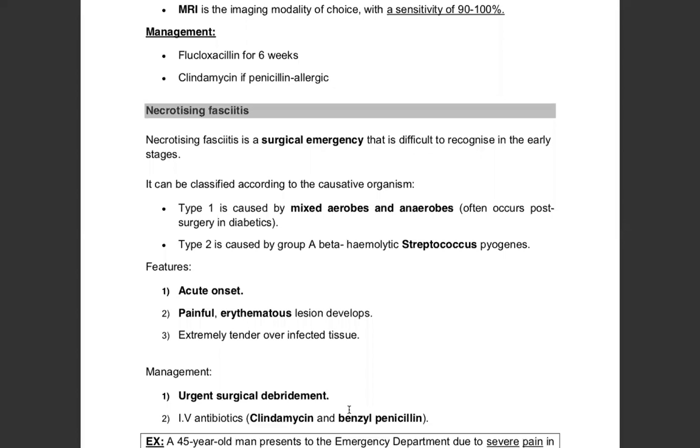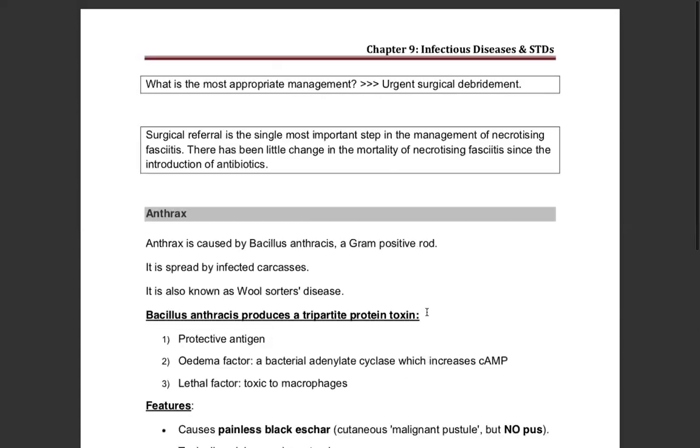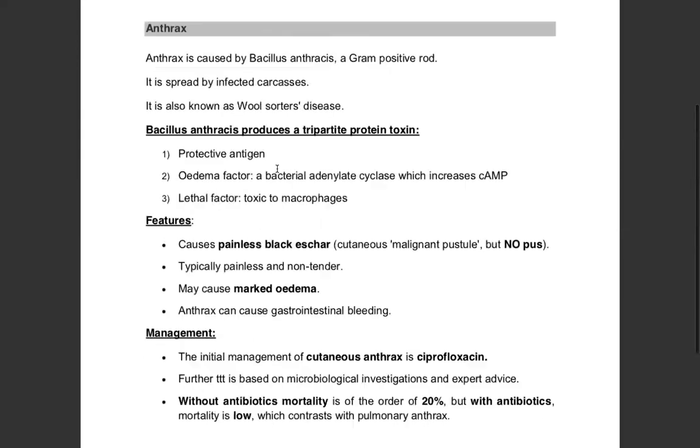Because we say it's Streptococcus pyogenes, it's easy to remember it's benpen. If not, then add clindamycin. Just like for staph, we remember it's flucloxacillin, so for Streptococcus, we know it's benpen, benzylpenicillin. So here, what is the most appropriate treatment? First one is surgical debridement. Okay, surgical referral is important. So this is the most important thing.